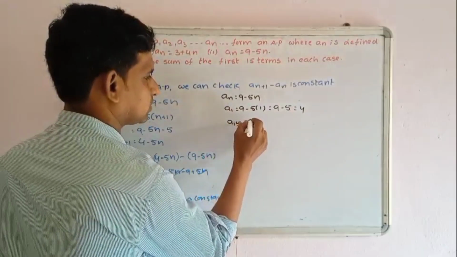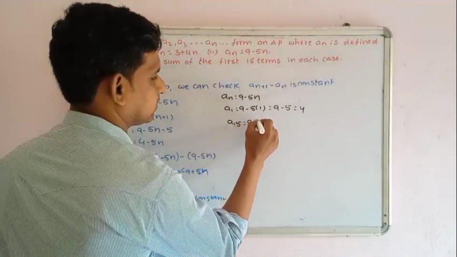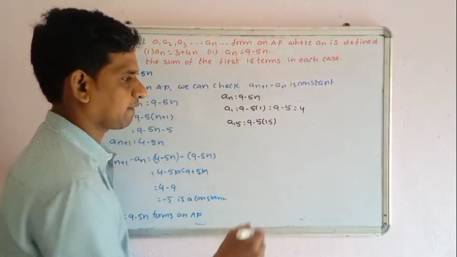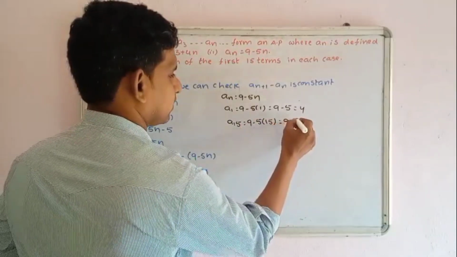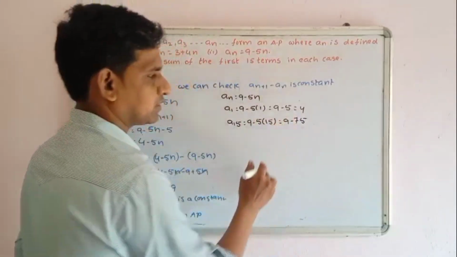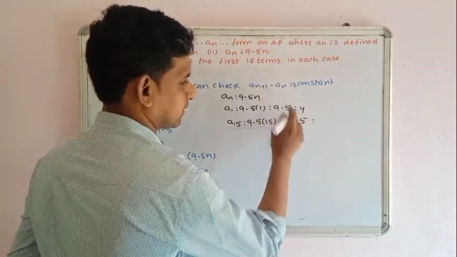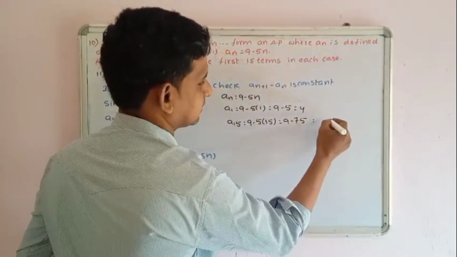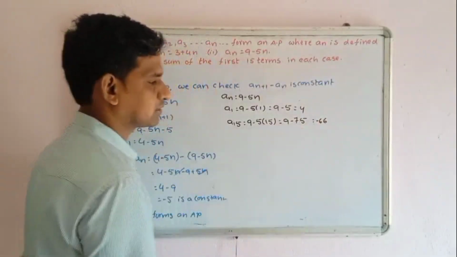a15 = 9 − 5 × 15. 9 − 75, since 15 fives are 75. So 9 − 75 is −66.